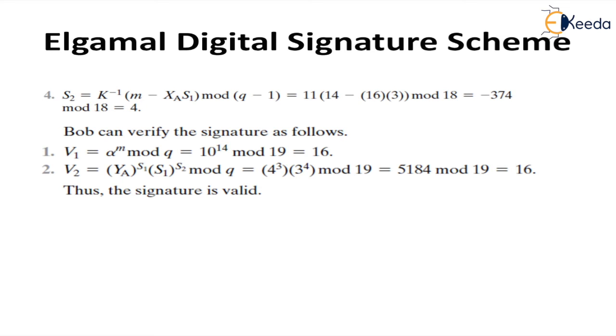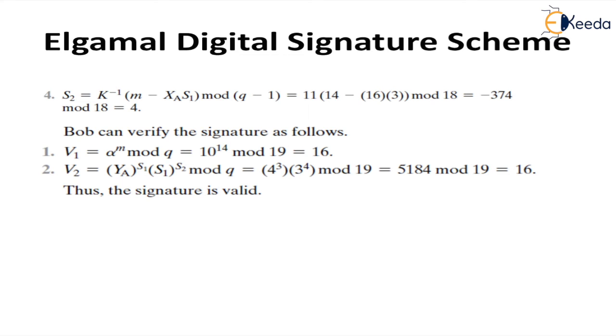Fourth is S2 = k^-1 (m - x_A S1) mod (q - 1), which is equal to 11 (14 - 16 x 3) mod 18, that is -374 mod 18, that is equal to 4. So Bob can verify the signature as follows.